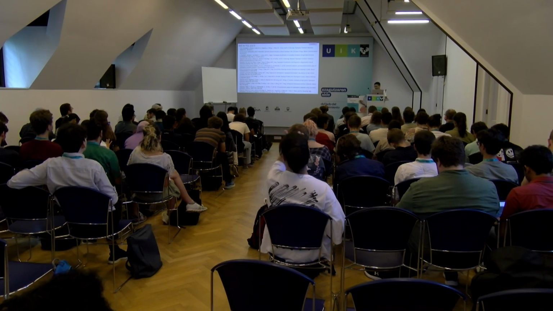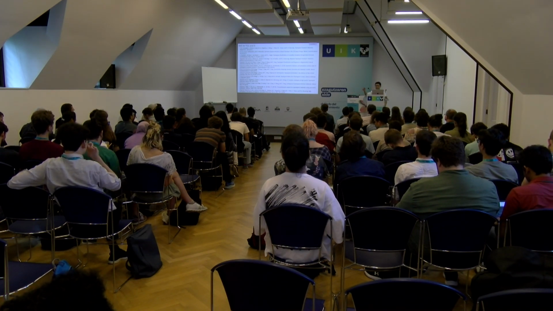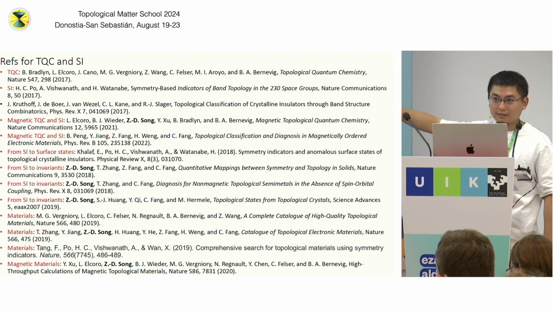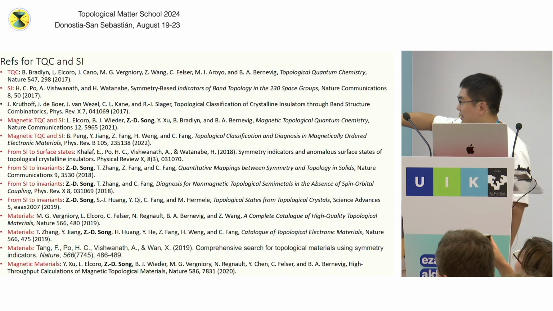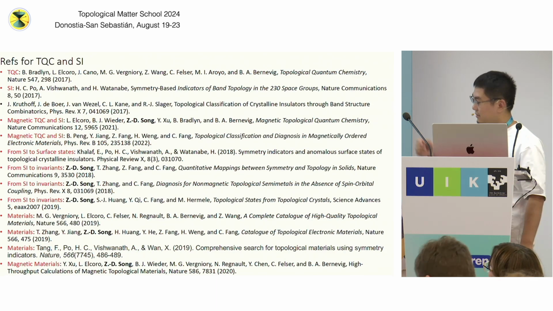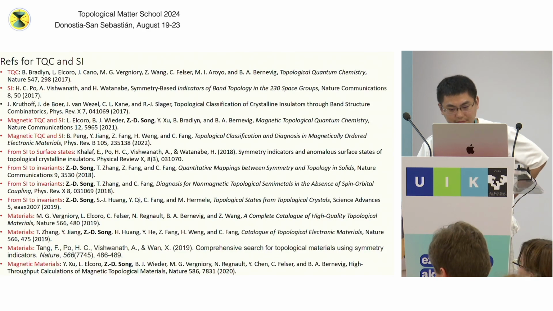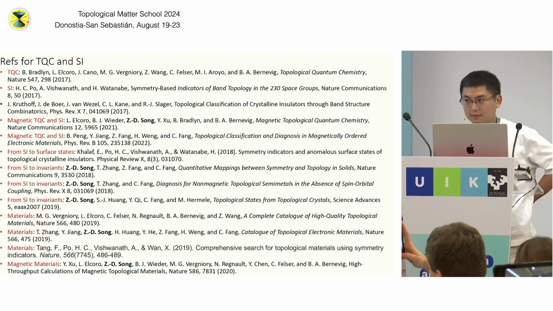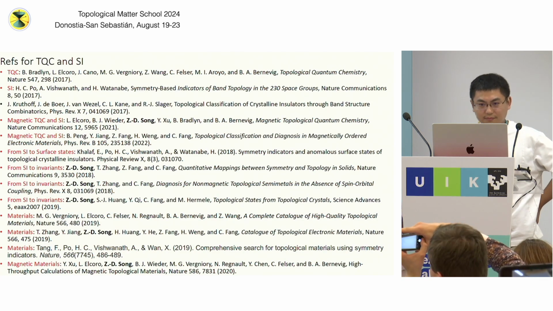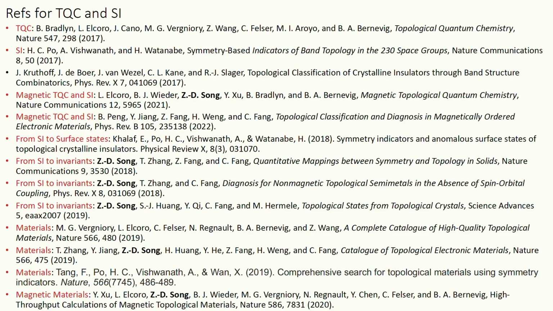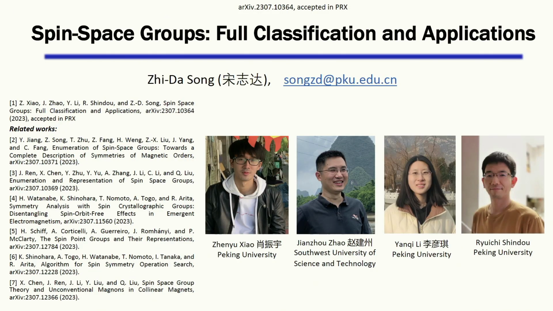Okay, I forgot to introduce the references for TQC and the symmetry indicator at the beginning, so I show them now. Basically, the first two papers invented this idea, and after that, there was a wave of follow-up works. Yeah. And if you are interested in these references, you can take a picture. Okay, so now let me move on to the spin space groups.